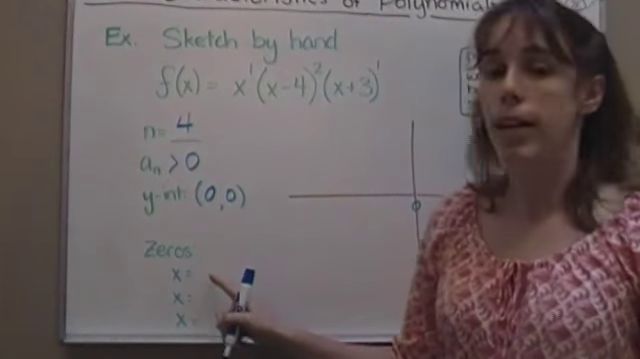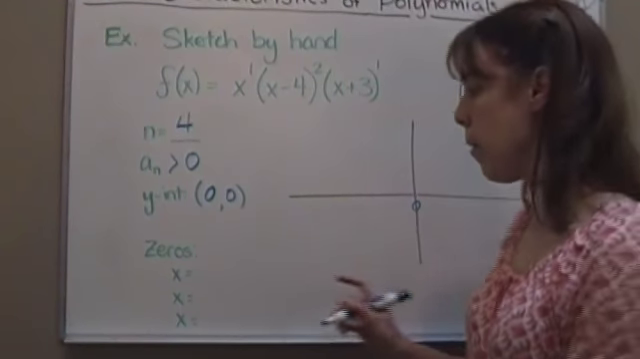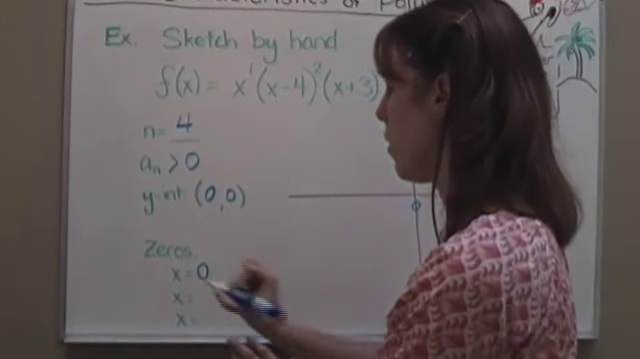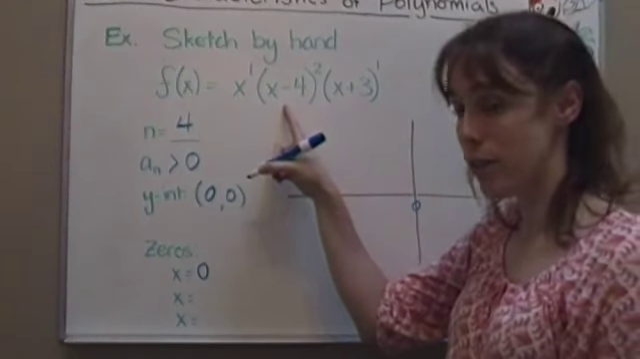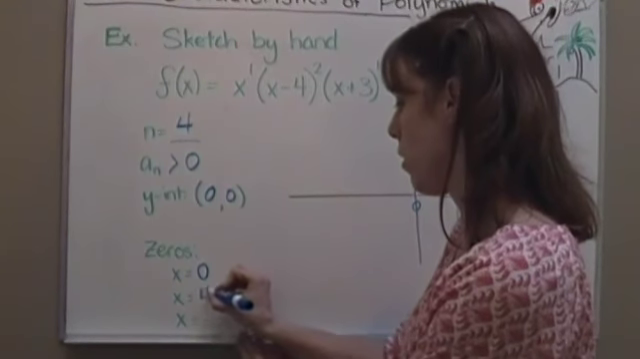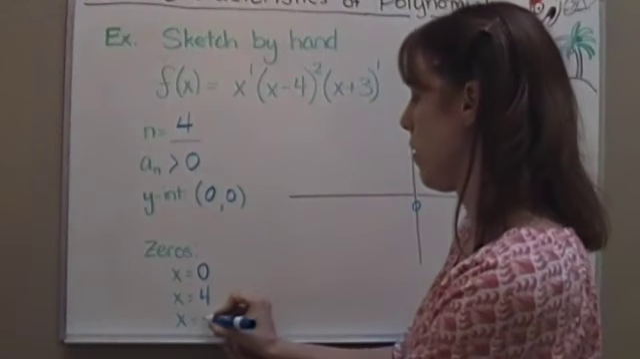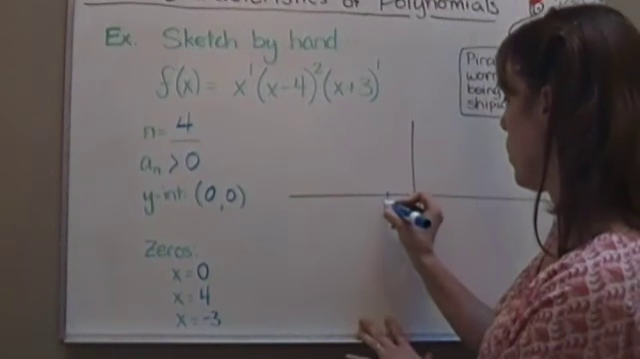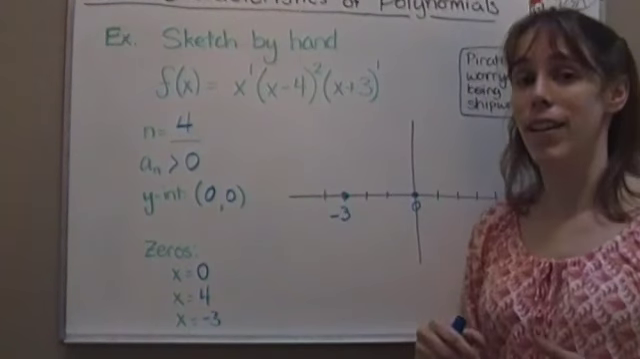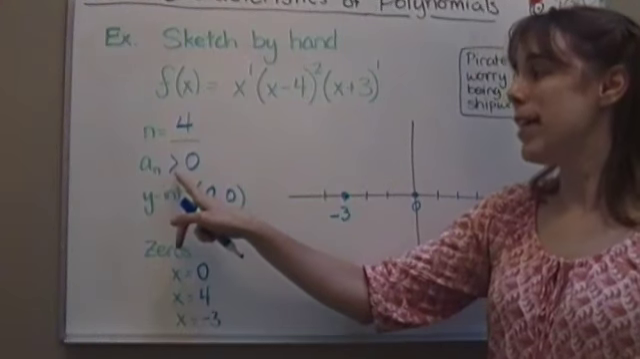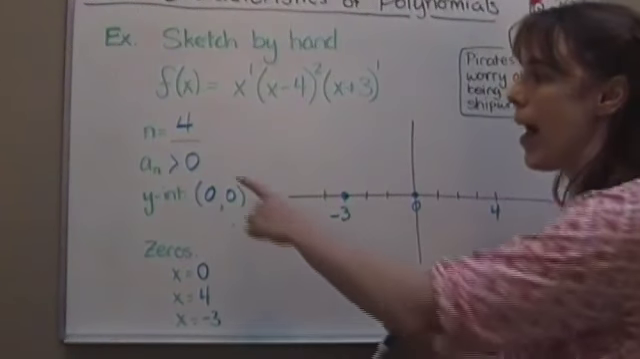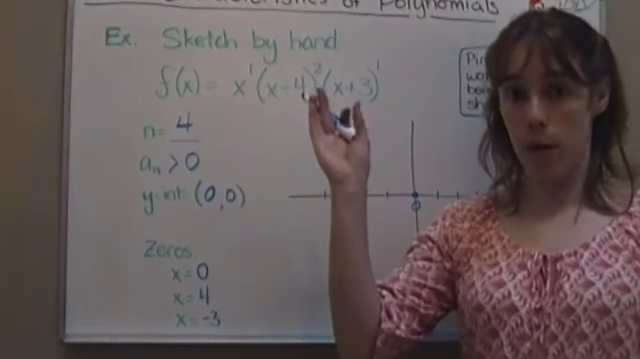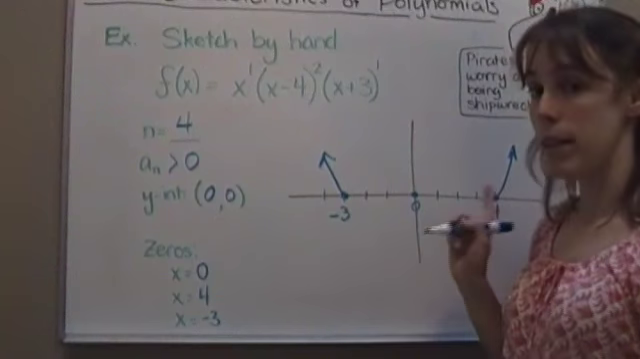Okay, so let's plot the zeros, if we're going to sketch that, that's the next step. The zeros are, well, 0 is a good one, right? Positive 4 and negative 3. So I'll put those on my graph. Alright, let's talk about end behavior. We know the leading coefficient is positive and it's an even degree polynomial, so it's got to go up on both ends. Let's look at what happens in the middle.